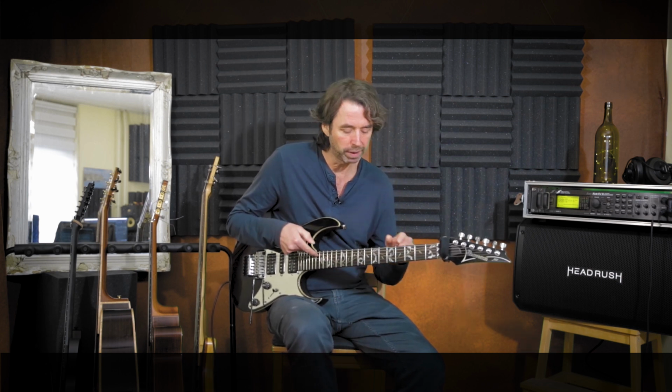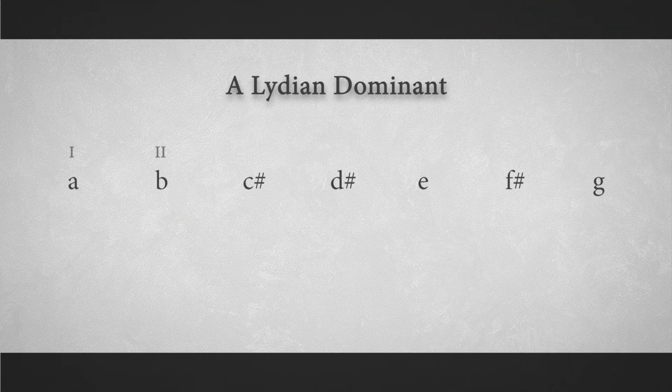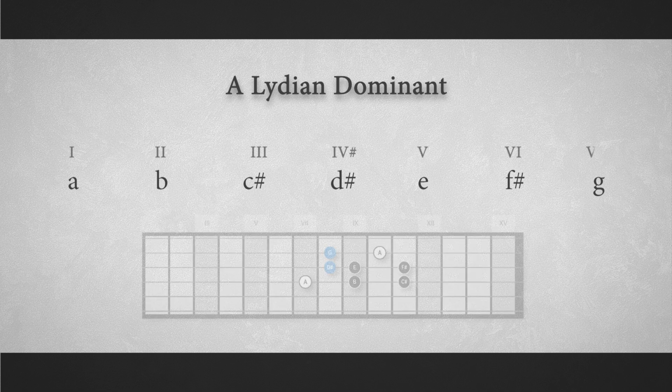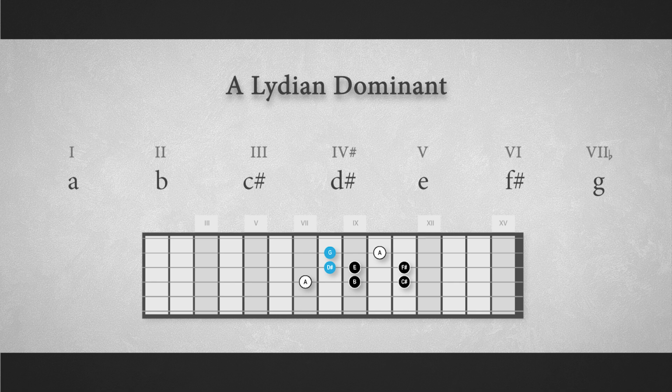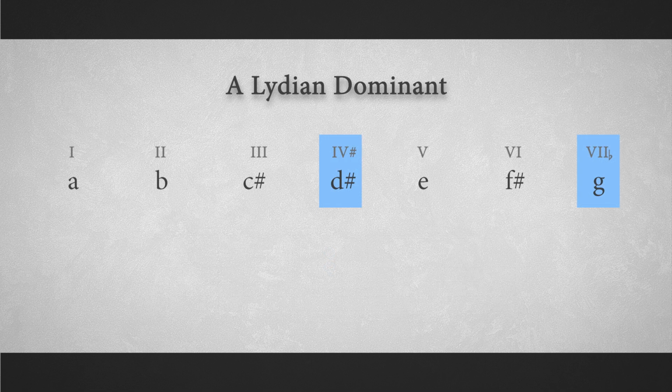So let's harmonize the Lydian Dominant scale, and let's do this on the tonic A, so we can use the open A string later on as our drone tone to establish a strong tonality towards the tonic A. The notes of the A Lydian Dominant scale are A, B, C sharp, D sharp, E, F sharp, and G. Now the sharpened 4th degree D sharp and the flattened 7th degree G are the characteristic notes in this scale.